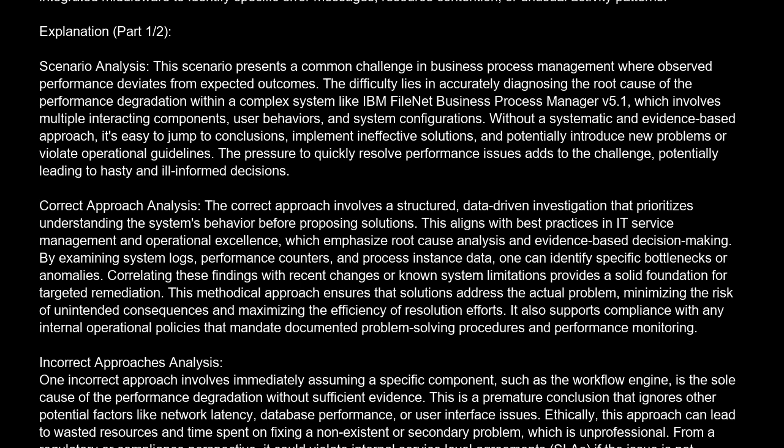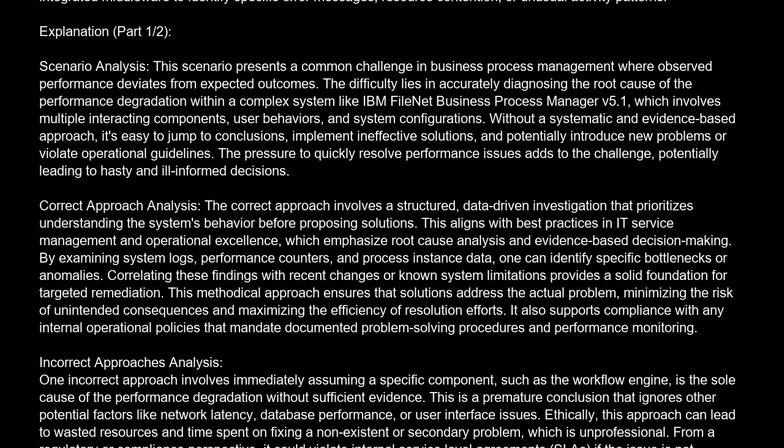Explanation. Scenario analysis. This scenario presents a common challenge in business process management where observed performance deviates from expected outcomes. The difficulty lies in accurately diagnosing the root cause of the performance degradation within a complex system like IBM FileNet Business Process Manager V5.1, which involves multiple interacting components, user behaviors, and system configurations.